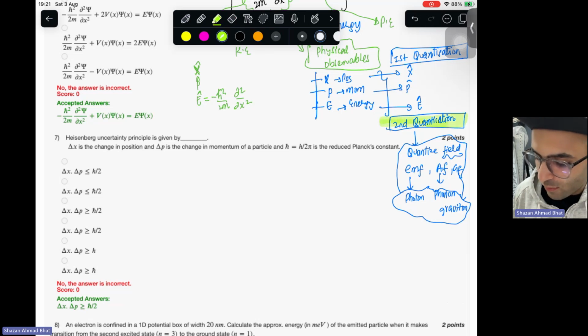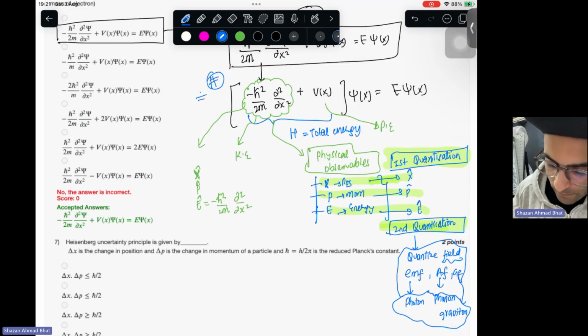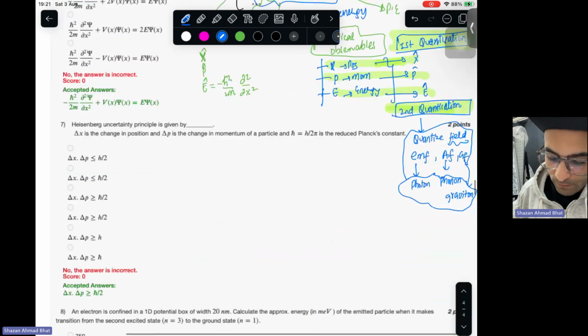But you don't need to think about it. This is just an overview of how the fields and physical observables get converted into their respective operators. And this is how the Schrodinger equation basically comes into the picture. That's all about this question, and I think this is enough for this question.